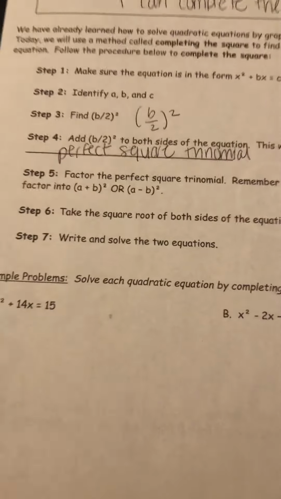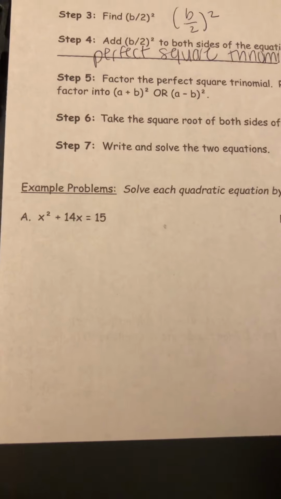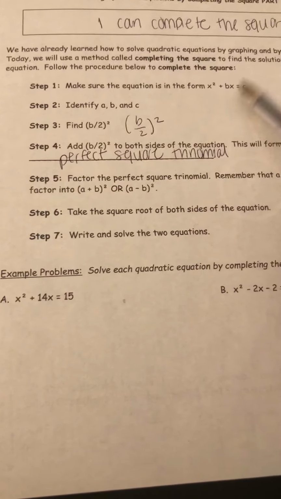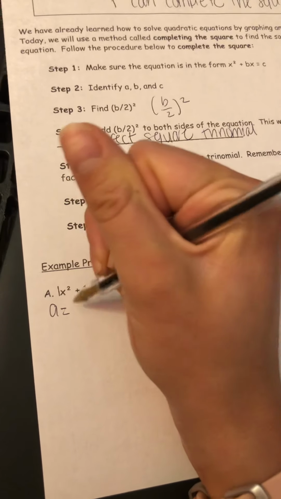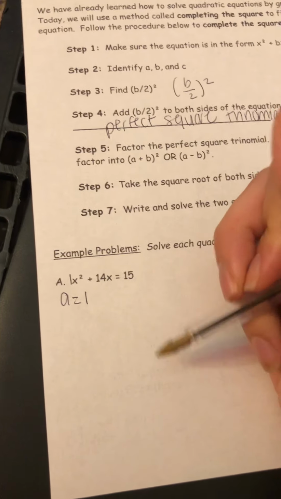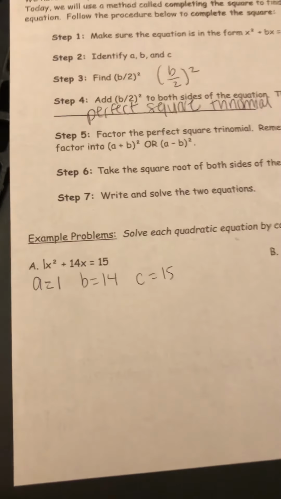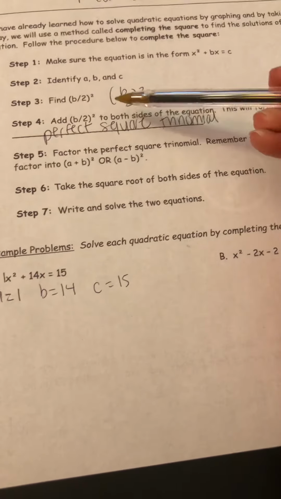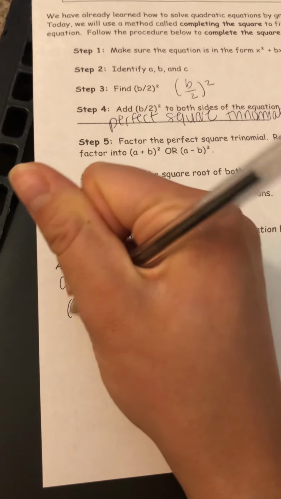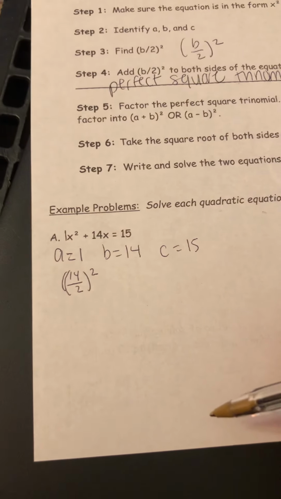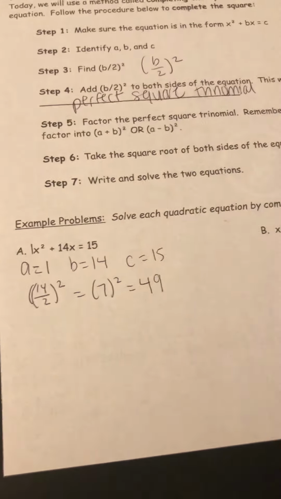All right, so example problems, solve each quadratic equation by completing the square. I have x squared plus 14x is equal to 15. And it's already in that form, so I need to identify a, b, and c. I see that my a is 1, because that's what's in front of x squared. My b is 14, and my c is 15. Now I need to find b over 2 squared. My b is 14, so I have 14 over 2 squared. 14 over 2 is 7, and 7 squared is 49.